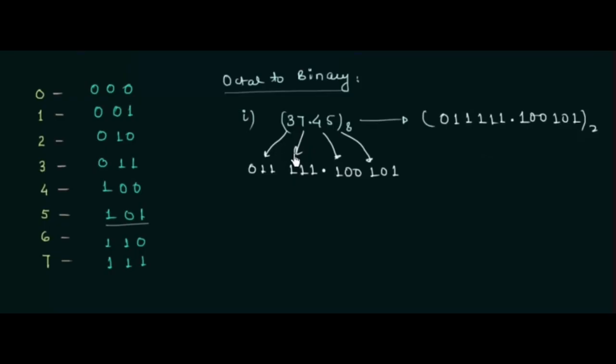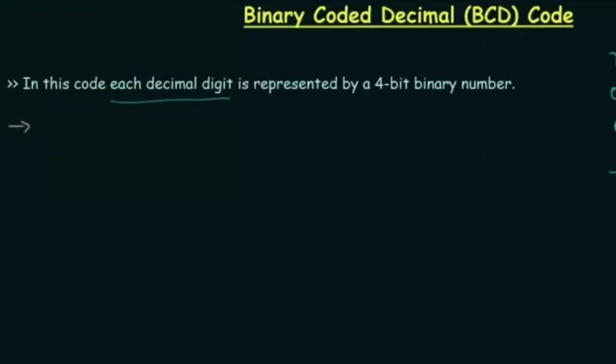It is very easy to convert an octal number to binary. Now BCD code. The positional weights associated with the binary bits in BCD code are 8421, and hence sometimes BCD code is called 8421 code. So don't confuse yourself with 8421 code and BCD code. They are the same.